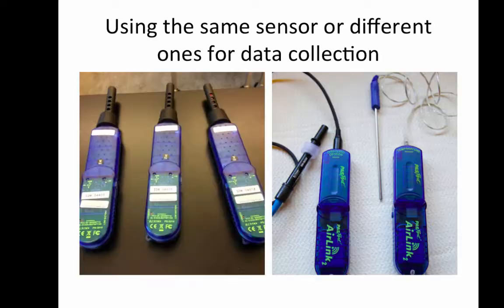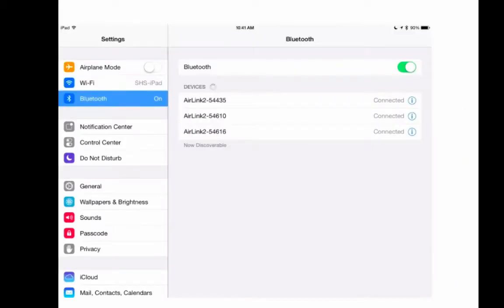This tutorial should enable you to connect multiple Airlinks to a single iPad. Whether you're going to be using the same type of sensors, such as carbon dioxide sensors, and maybe measuring the different amounts of CO2 produced over time or amount of different organisms, or whether you're going to use two different types of sensors, such as dissolved oxygen and temperature sensors, the setup is pretty much the same.